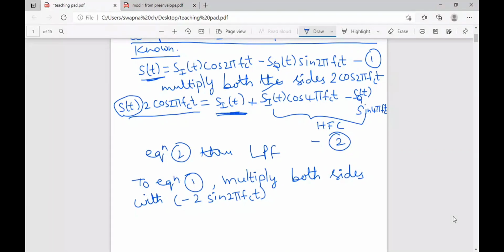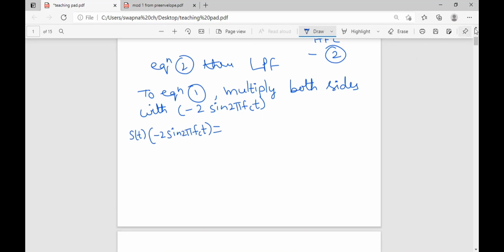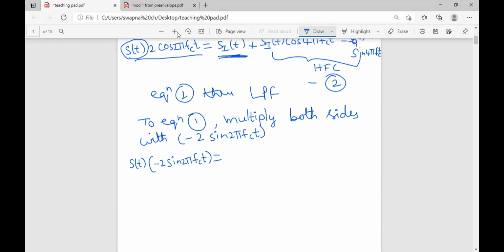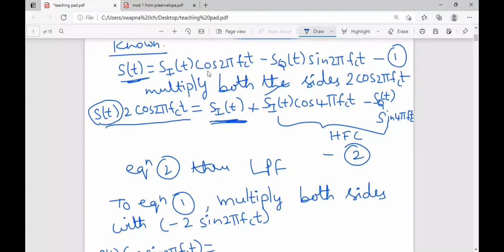Okay, so let us analyze this. This we didn't do yesterday, we will do it now. So S of t into minus 2 sine 2 pi fct. Now we will analyze what will happen when we multiply equation 1 with this. Equation 1 is nothing but this: Si of t into cos 2 pi fct minus Sq of t into sine 2 pi fct.